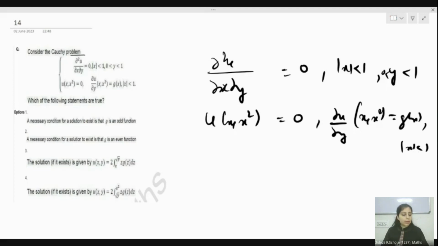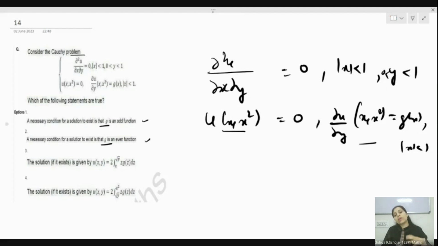See, in this problem, a very different thing is here. We can find the solution manually also by using our normal method, which is firstly taking the derivative with respect to x, then the derivative with respect to y to reach u. Then we will substitute these values. But the options are asking about the function g. The option says the necessary condition for a solution to exist is that g is an odd function or g is an even function.